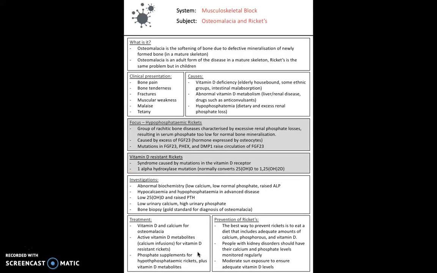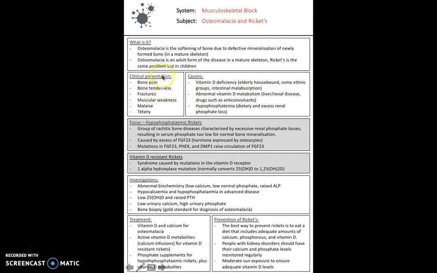So next we look at osteomalacia and Rickets, which essentially is the same condition. It's softening of the bone due to defective mineralization of newly formed bone. So this can either be in a mature adult skeleton where you have osteomalacia, or it can be in a developing skeleton of a child, and therefore it's called Rickets. Essentially the cause behind this is vitamin D deficiency normally, so this is common in the elderly when they're housebound, some ethnic groups as well, or intestinal malabsorption of vitamin D. And it can also occur as a result of abnormal metabolism of vitamin D, so for example liver or renal disease or drugs such as anticonvulsants can also cause osteomalacia or Rickets.